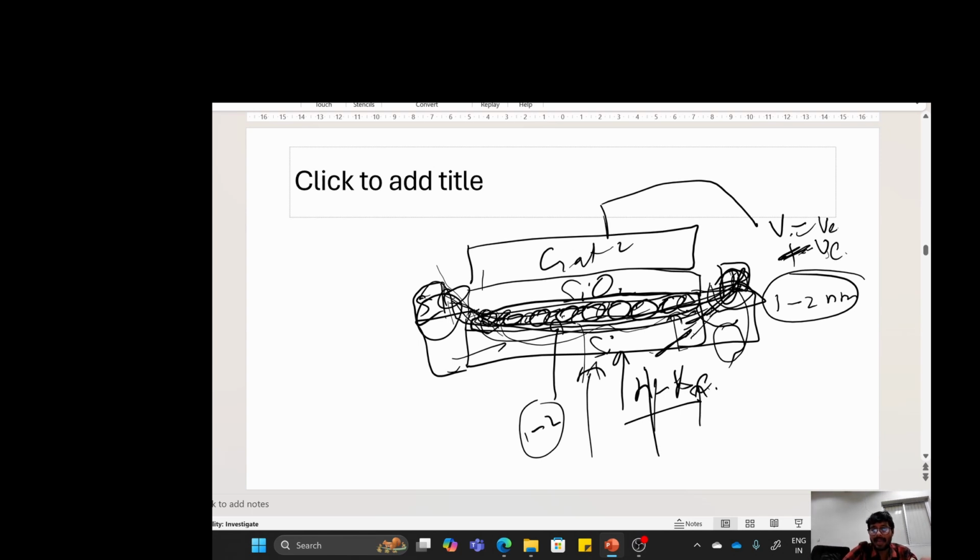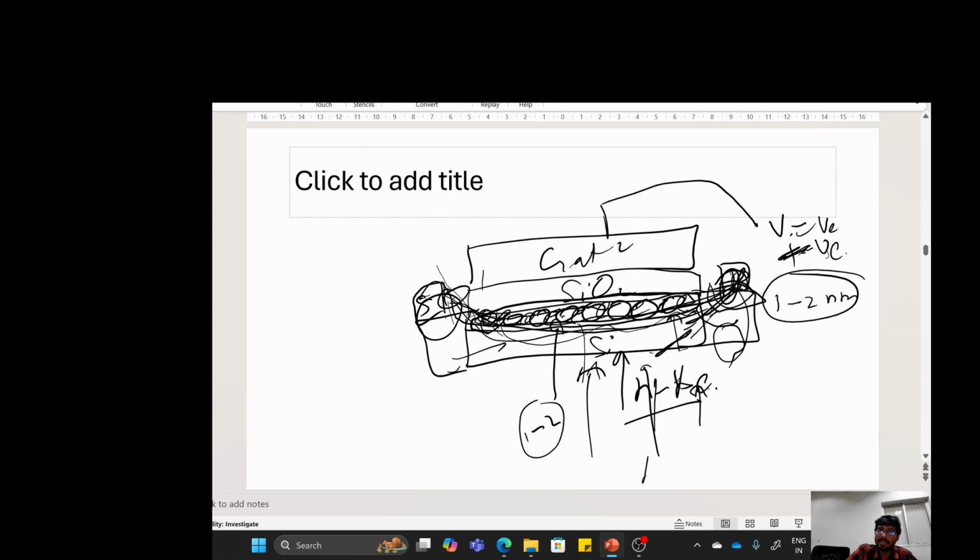So if this is n-type, then your source and drain are highly doped p-type, very very highly doped, so that you can have a very good conduction through them. These very highly doped regions will act as conductors.